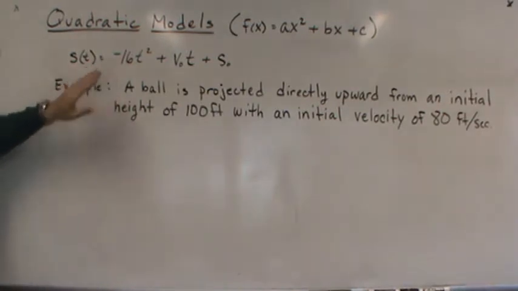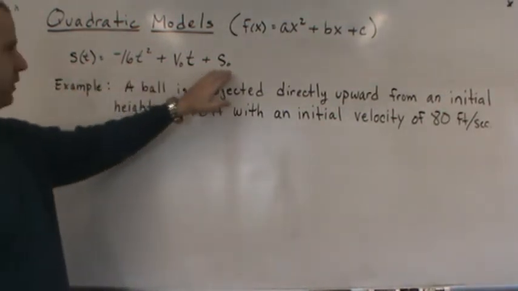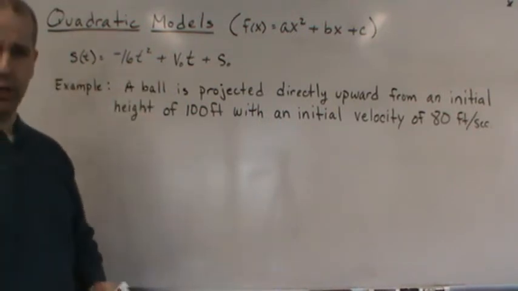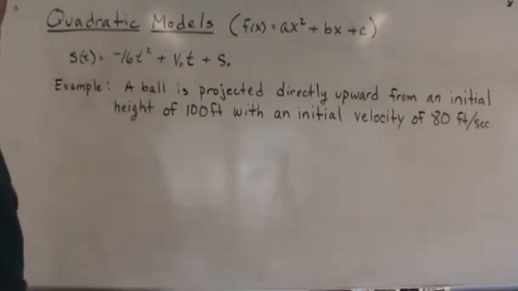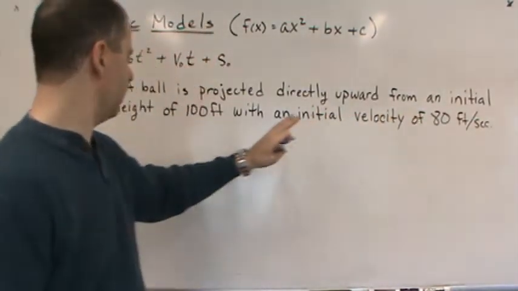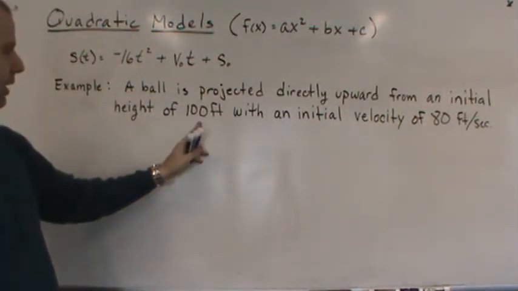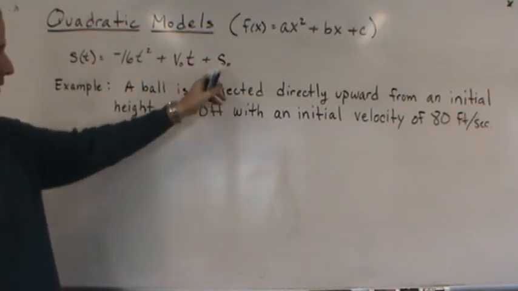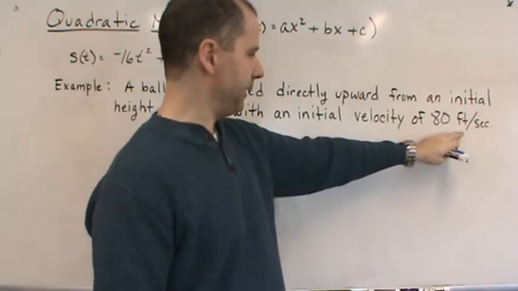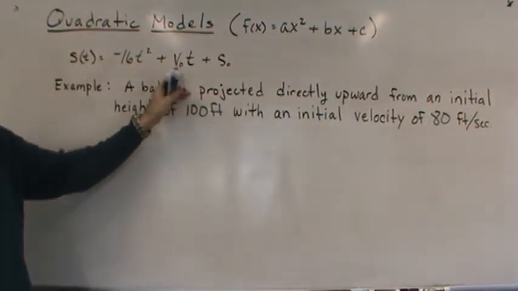Let's say we're given this example, and we're going to use this model, which represents the trajectory of an object that is thrown up into the air. In this example, we throw a ball directly upward from an initial height of 100 feet, so that's our S sub 0, with an initial velocity of 80 feet per second, that's going to be our V sub 0.